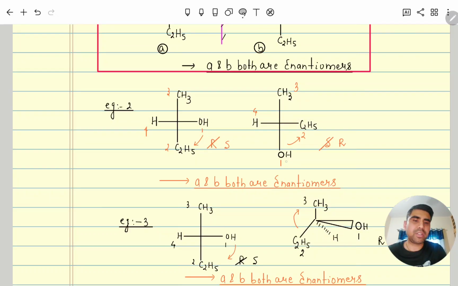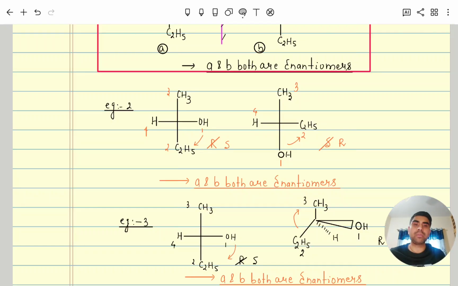And similarly we can see this one, 1, then after that 2, 3. As it is coming anti-clockwise, meaning S, it will become R. So here you can see this is S and this is R. Both optical properties are opposite to each other, and both are optically active.